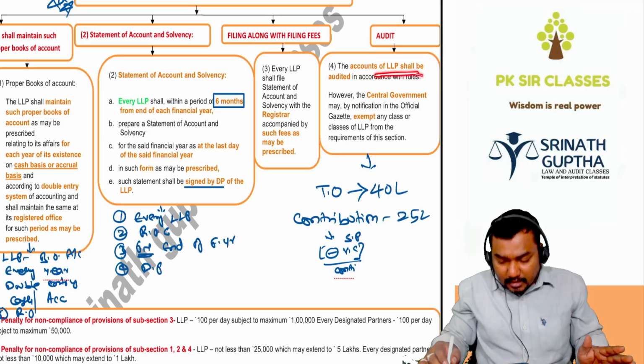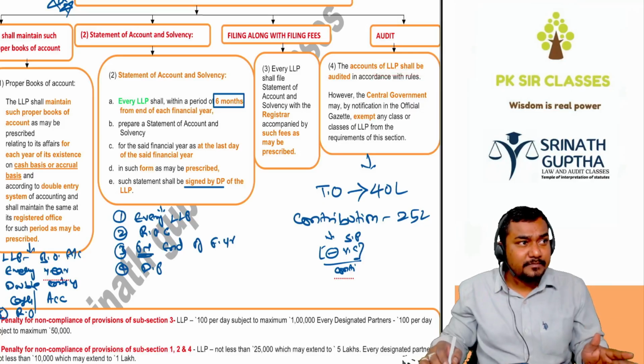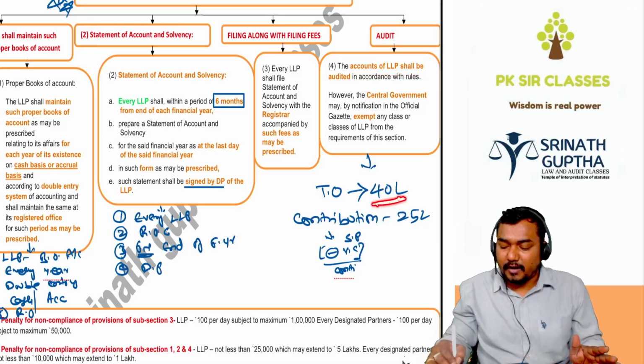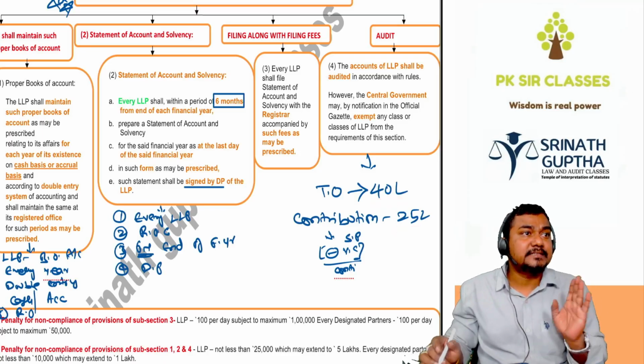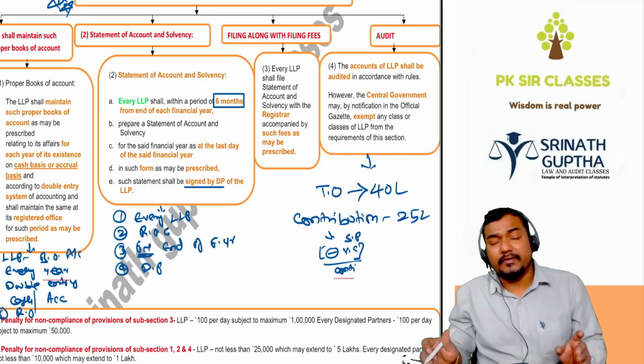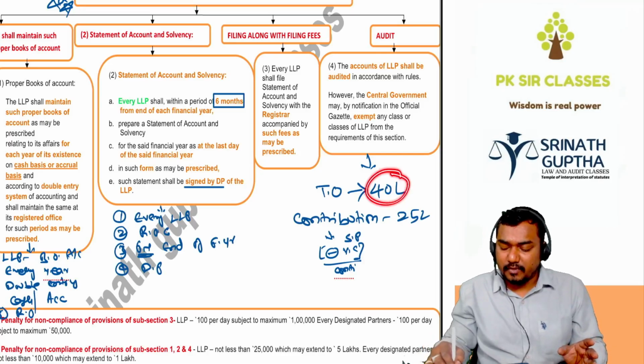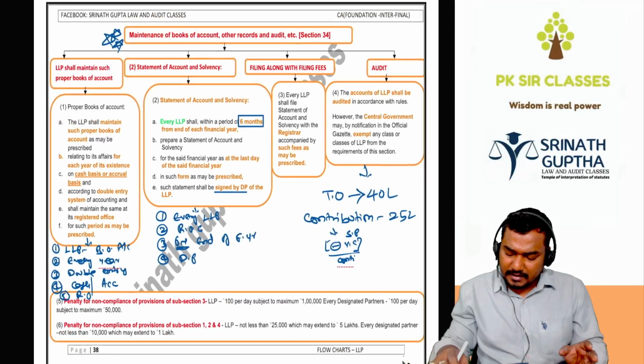For an LLP, auditing is compulsory if turnover exceeds 40 lakhs or contribution exceeds 25 lakhs. Otherwise, auditing is not compulsory. It is compulsory only when turnover exceeds 40 lakhs or contribution exceeds 25 lakhs. Otherwise, it will not be.